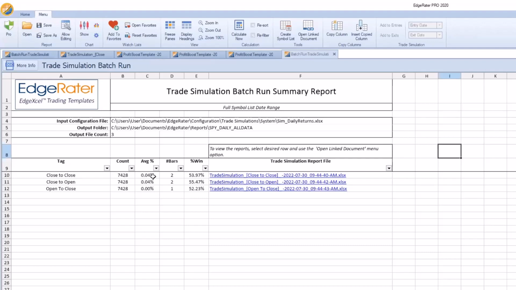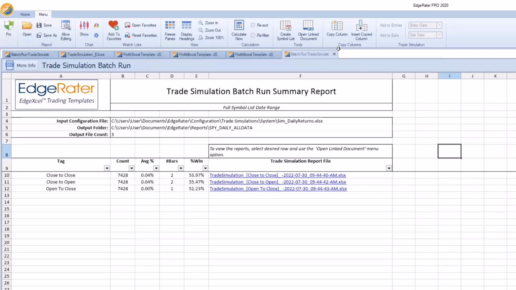The close-to-close bars had an average of 0.04%. The close to open bars had an average of 0.04%. The open to close bars had an average of 0%. So holding overnight is where you get paid, as Phil Dean said, get paid to hold overnight.